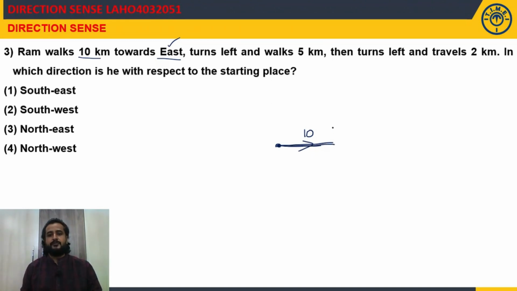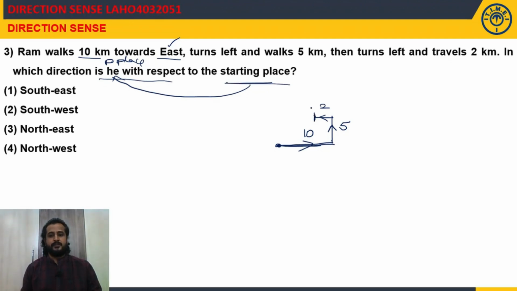Moving east, left hand side will be north. How many kilometers? 5 kilometers. Then turns left and travels 2 kilometers. Moving north, left will be west, and 2 kilometers. That's it. What is asked? In which direction is he with respect to the starting place? Which direction is he? It is nothing but the present location that is being asked. Present place of Ram with respect to his starting place.